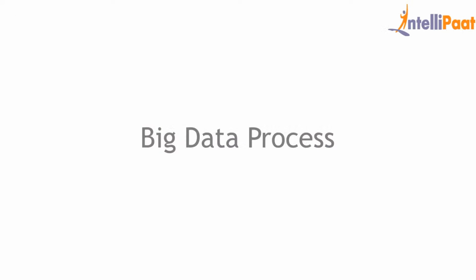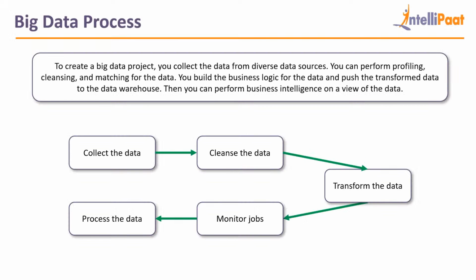Okay, now let's look at the big data process. Once we look at the big data process, we can look into the big data management architecture. Starting off with collect the data, cleanse the data, transform the data, monitor jobs, and process the data. So to create a big data project, you collect data from different data sources, you perform profiling, cleansing and matching for the data. So first step, you get the data. Second step, you cleanse the data by removing unwanted columns, by eliminating null values and doing all that. And then you build business logic for data and push the transformed data to the data warehouse. Then you can perform business intelligence on the view of the data.